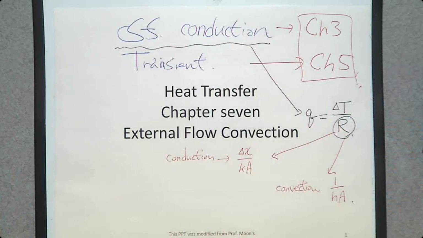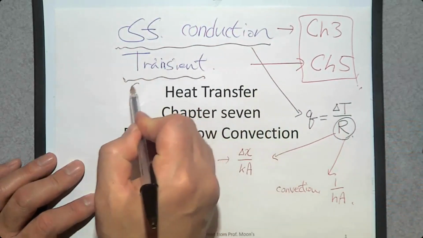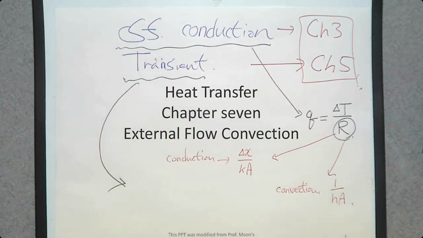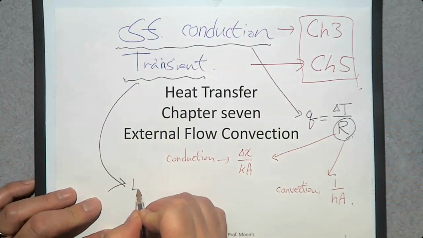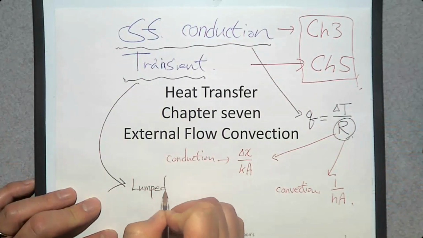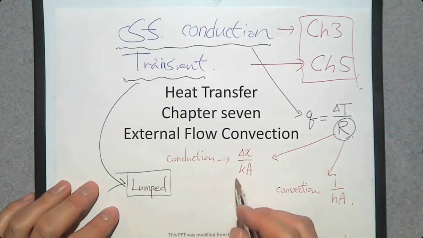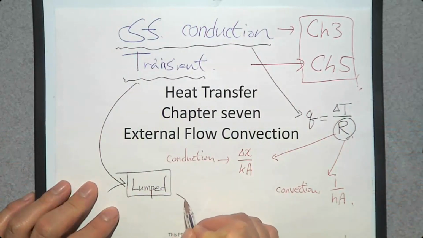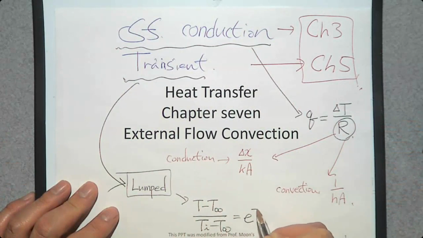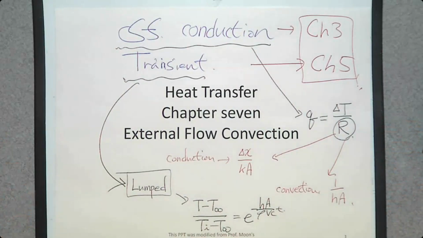What about if it is transient conduction? There are two different ways to solve transient conduction problems. The first one was lumped system analysis. When you have a lumped system analysis, how did we determine the temperature of the transient conduction problem? We use this equation, T minus T infinity over Ti minus T infinity is e to the minus hA over rho V C times t. Kind of a good review, right?